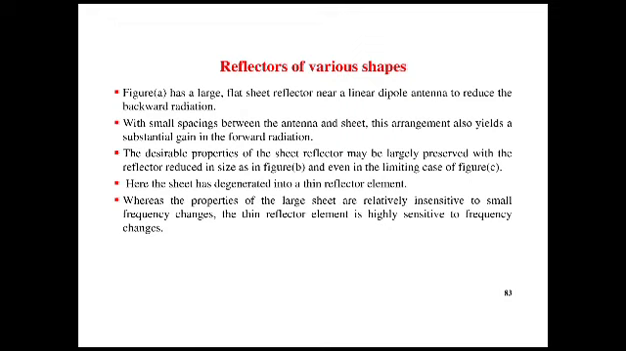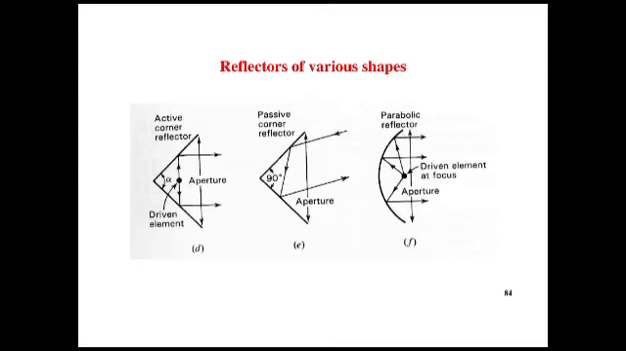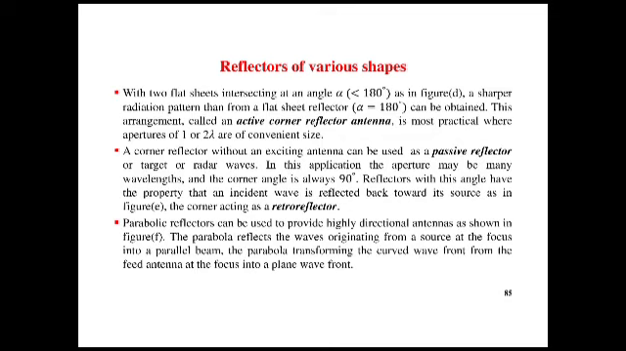Here the sheet has degenerated into a thin reflector element. Whereas the properties of the large sheet are relatively insensitive to small frequency changes, the thin reflector element is highly sensitive to frequency changes. The figure shows the active corner reflector, passive corner reflector and parabolic reflector, the three types of reflector that are used. If you take a reflector with two flat sheets intersecting at an angle alpha less than 180 degrees, a sharper radiation pattern than from a flat sheet can be obtained. This arrangement is called the active corner reflector antenna.